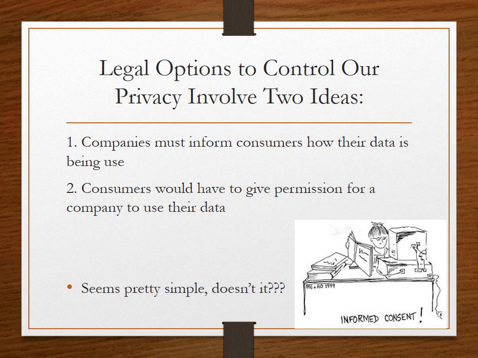So the government has provided two legal options to control our privacy. First one is companies must inform consumers how their data is being used. The second one is consumers would have to give permission for a company to use their data. And you might be saying to yourself, why don't I remember anyone asking me for this? And it's basically informed consent. Seems pretty simple. Well, here's the problem.